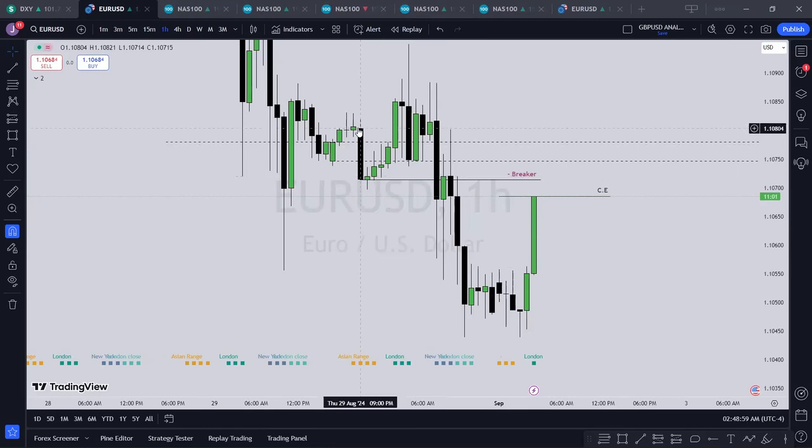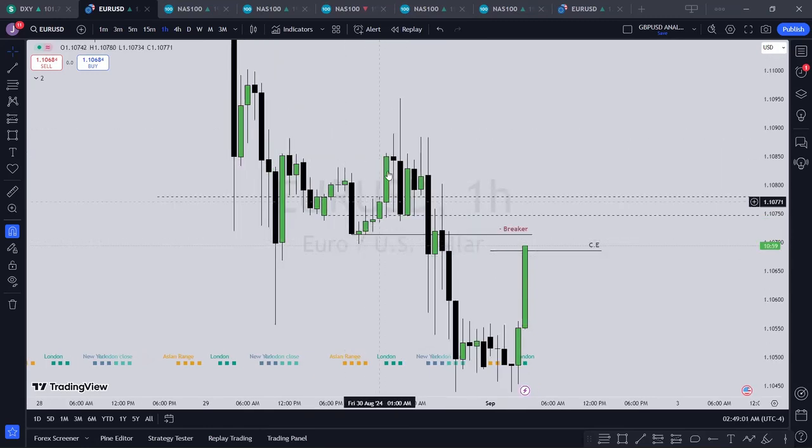So we can see this candle here. This is a breaker block. You can see how price took out this high before running down. So this candle here is a breaker block. So price might get to this point before finding resistance.